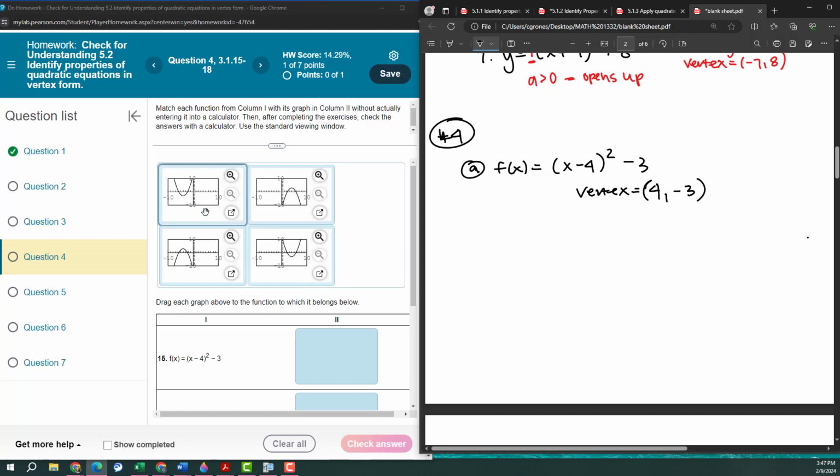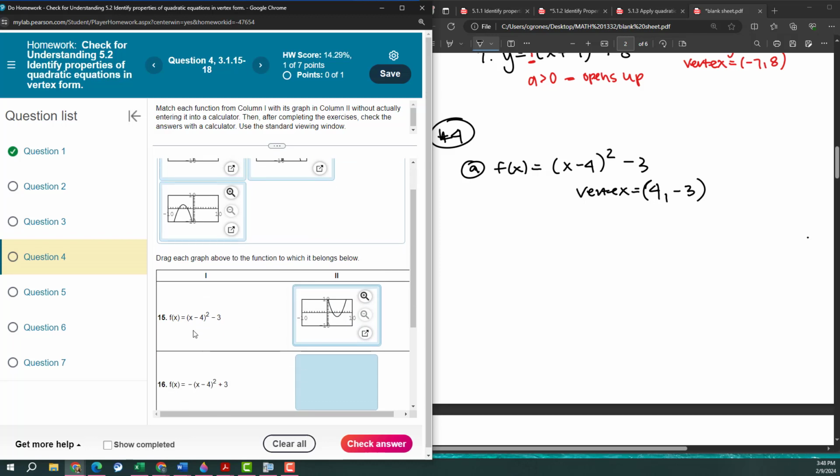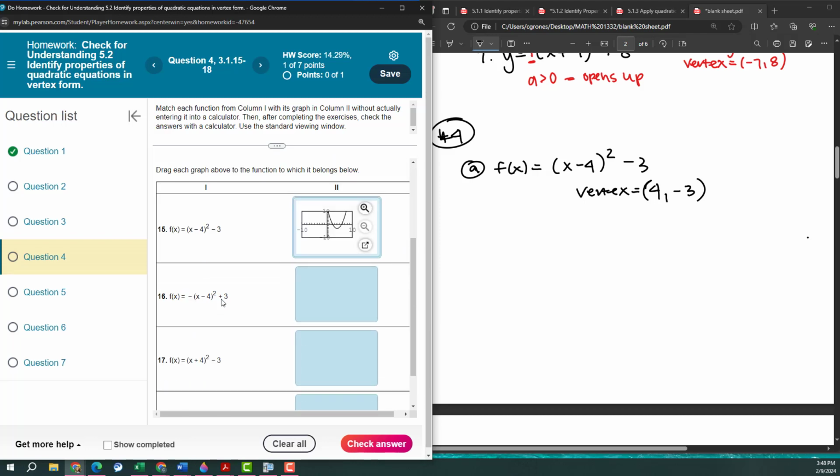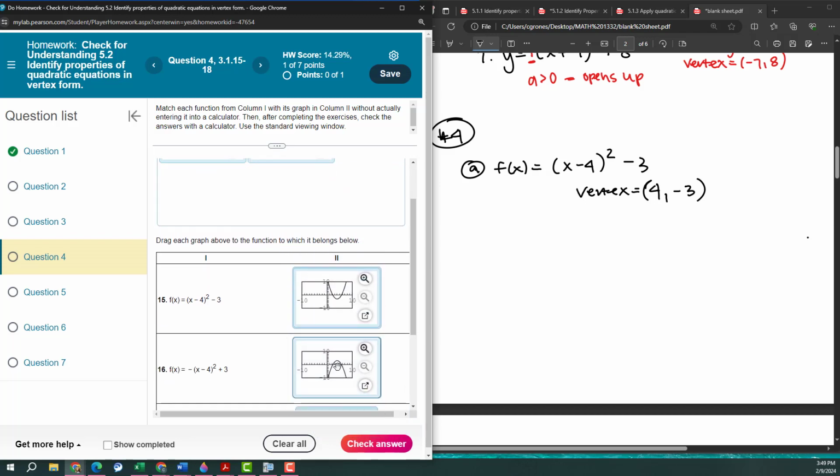And then, so it looks like 4, -3 is going to be over here. And it is opening up because we have a positive A. Okay, in this case, A is just 1. So our vertex would be different on part B because 3 is positive. So it's +4 and +3. Bam, bam. So it would be this second one right here.